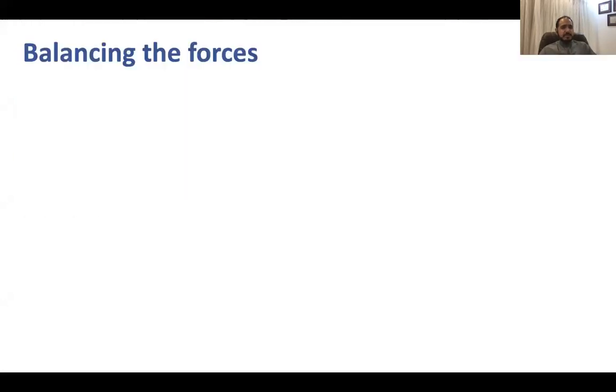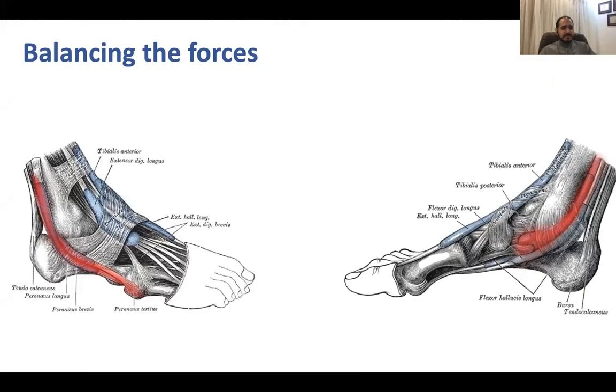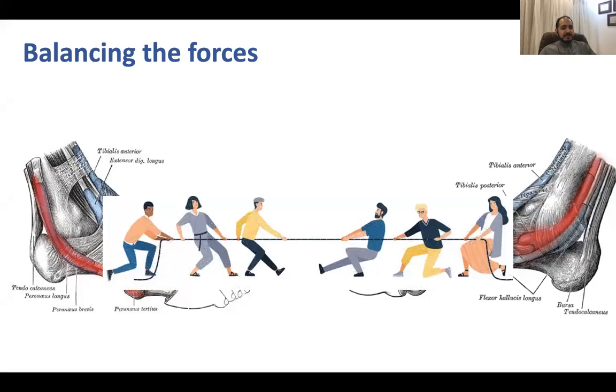An important aspect is to balance the forces. We know that there are muscular forces in the medial and lateral aspects of the foot, and taking one of those tendons and transferring it to the dorsum of the foot may cause imbalance. So it's very important to assess which muscular functions are still retained, so we can select the tendon that is needed for transfer without causing imbalance and further deformity.